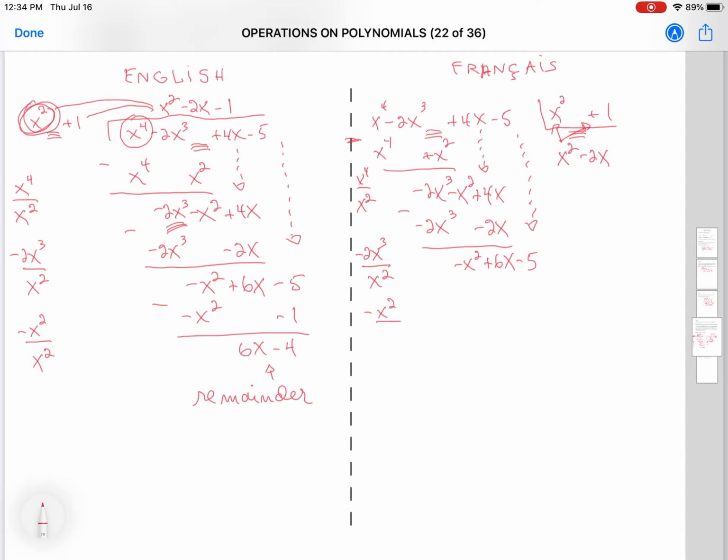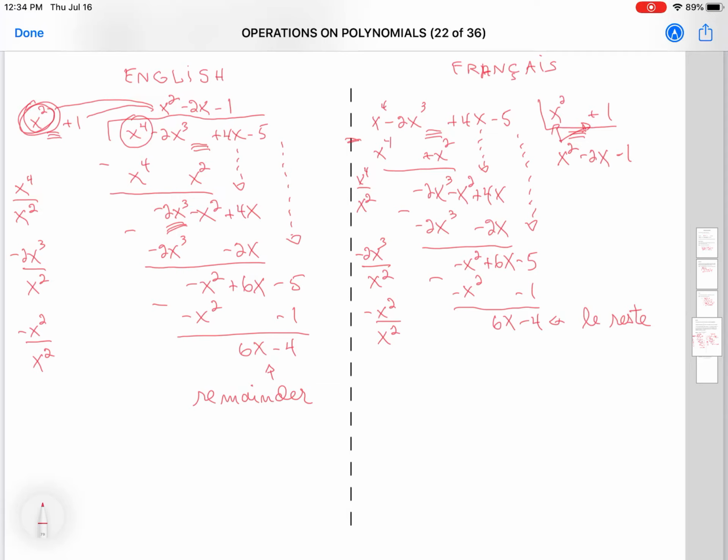On the other side, for one last iteration, minus x squared divided by x squared. This is minus 1, goes under here. So minus x squared minus 1. We subtract. Of course, we get the same thing, and that is called le reste.